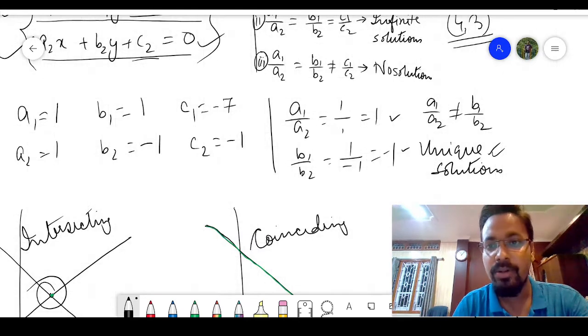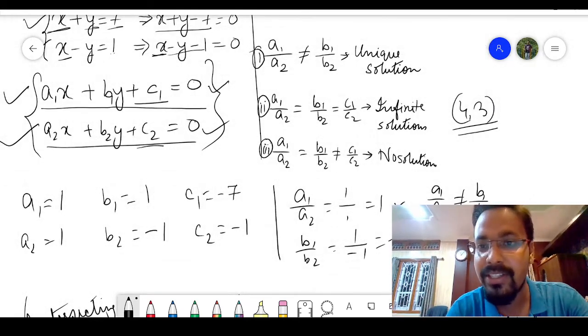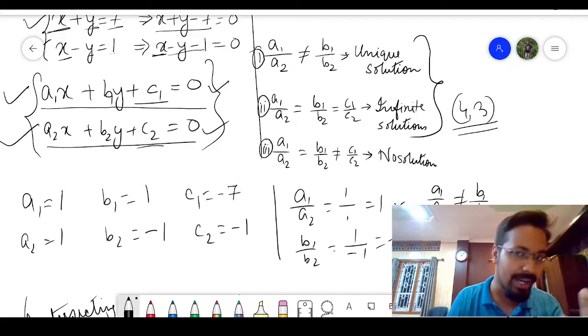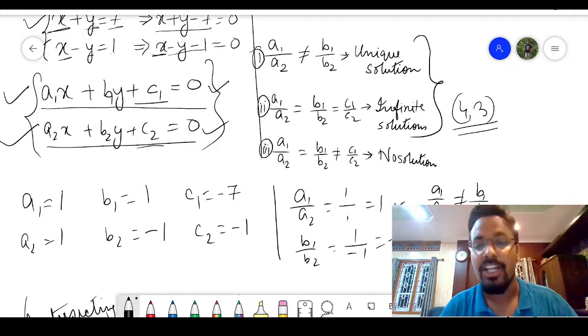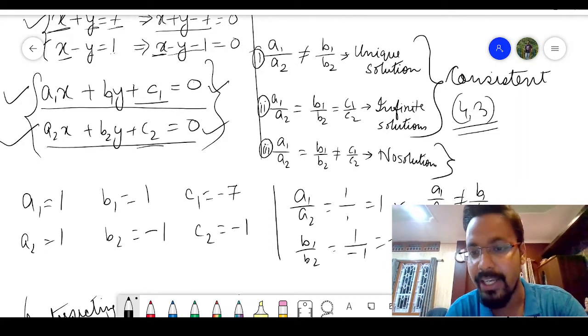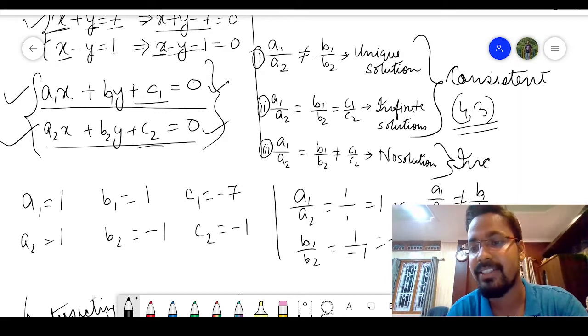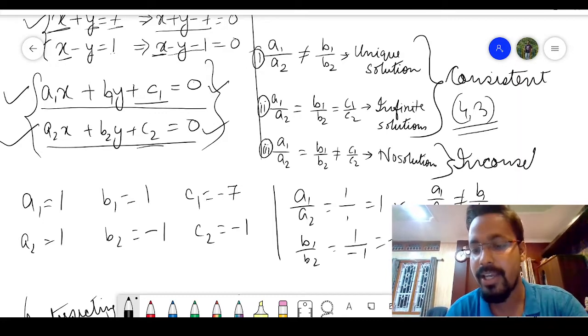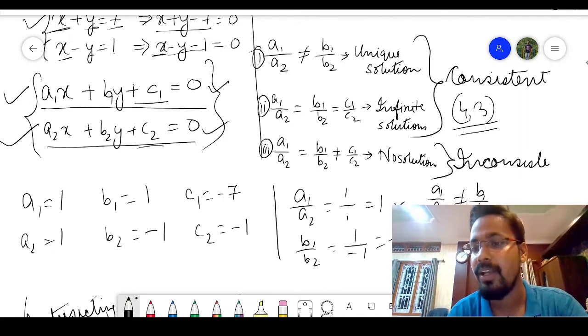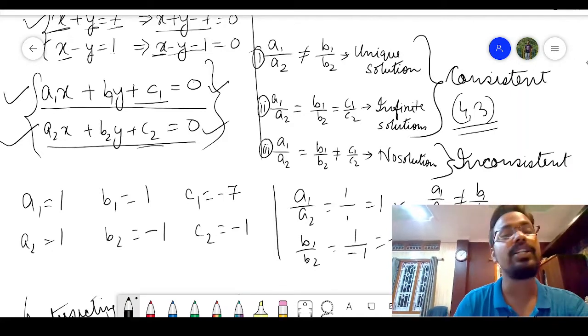So look into our conditions. Here we have a unique solution and here we have infinite solutions. Means you can get a solution, either one answer or many answers. So these are consistent. And this one here, no solution, is inconsistent. These pairs of equations are called an inconsistent pair of linear equations in two variables.